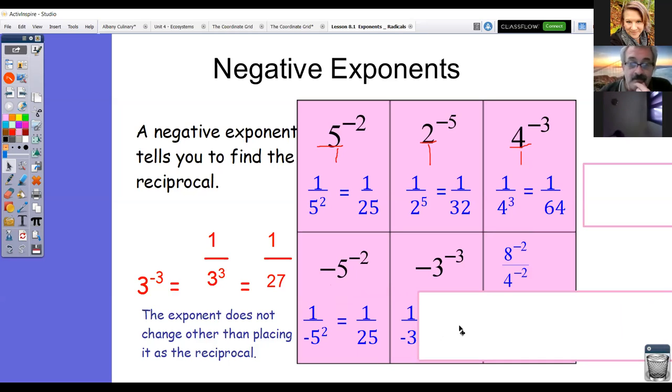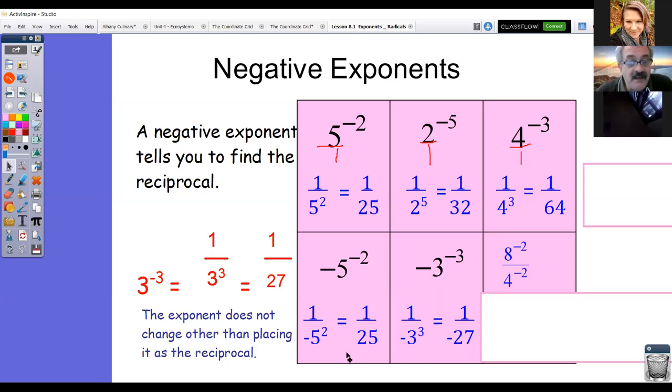Negative 3 to the negative 3rd, flip it. The negative integer does not change. But now you just do negative 3 times negative 3 times negative 3. You do realize with exponents, if you have a negative number and it's to an odd number, your answer is going to stay negative. Because for squared, it's a negative times a negative. To the 3rd power is going to be negative times a negative times a negative, which is going to keep it as negative. So anytime the exponent is an odd number with a negative sign, okay? You have to realize if it's even, it's going to be positive. If it's odd, it's going to be negative.